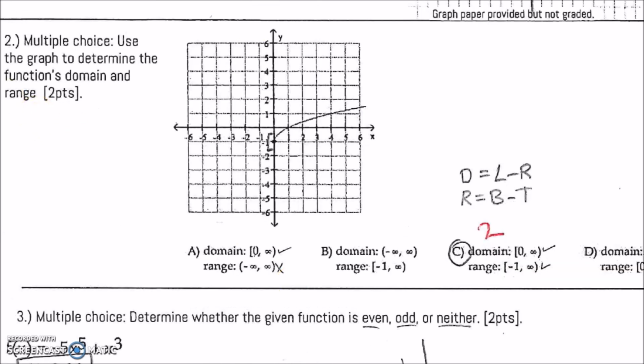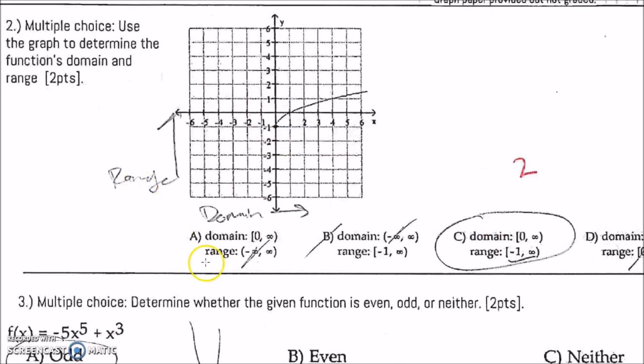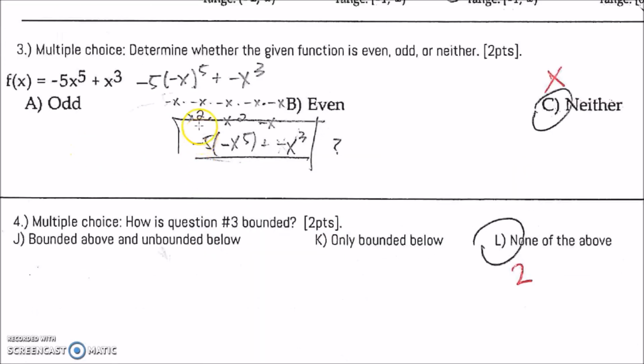Question number 2 here, the student wrote domain is left to right, range is bottom to top. Got that correct. And they even put a bracket right here to show that it's a closed circle. This student drew a visual of the domain and range. Very helpful.